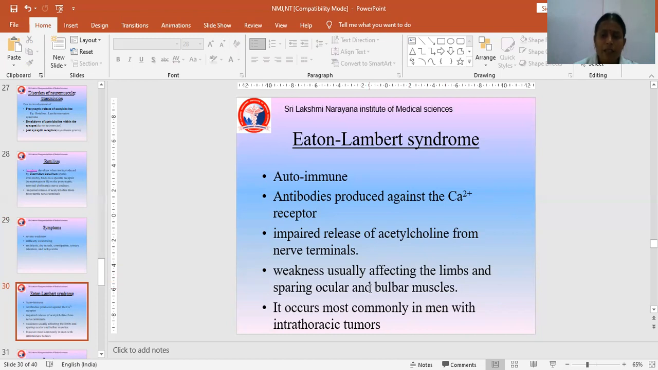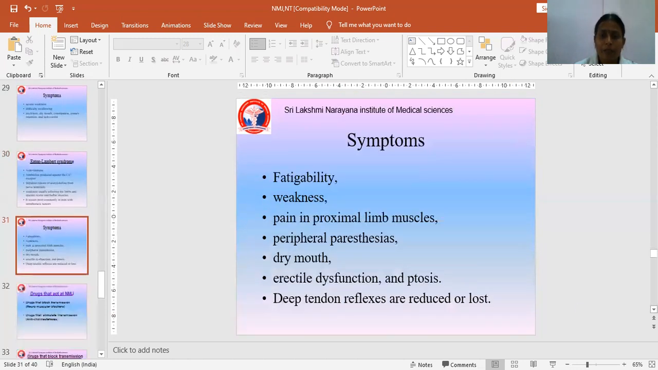It usually affects the limbs, sparing ocular and bulbar muscles. It occurs most commonly in men with an intrathoracic tumor. The symptoms of Eaton-Lambert syndrome are fatigability, weakness, pain in the proximal limb muscles, peripheral paresthesias, dry mouth, erectile dysfunction, and ptosis. Deep tendon reflexes are reduced or lost.